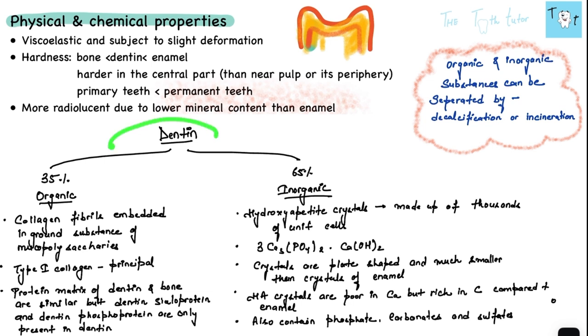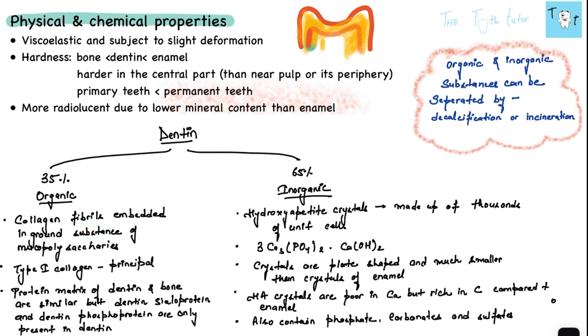Now talking about the chemical properties. Dentin has two components, organic and inorganic. It has 35% organic components and 65% inorganic components. Talking about the organic components, it has collagen fibrils embedded in the ground substance of mucopolysaccharides.